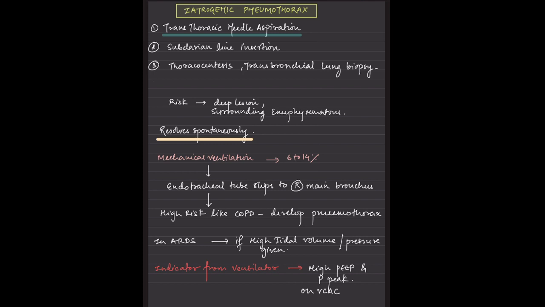Now we see the patients who are on mechanical ventilation. There is a chance that whenever a high pressure is given to these patients, and the patient has underlying lung disease like COPD, the patient may have certain bullae, and those can rupture because of the high pressure and cause pneumothorax. So in ARDS also, whenever we are giving high tidal volume, there is a chance for pneumothorax, right?